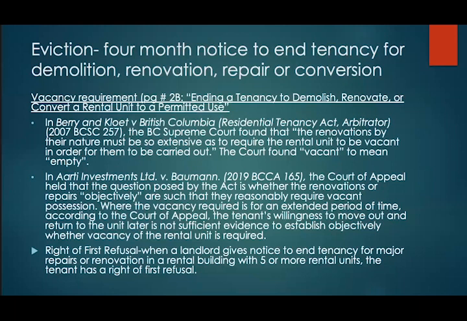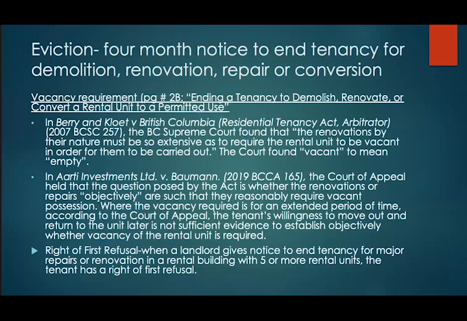And that's what these cases often come back to. Does the tenancy actually need to end for this to happen? Can you do the repairs and renovations with the tenant still there and their belongings still there? And if the answer is yes, then the tenancy shouldn't be ending.